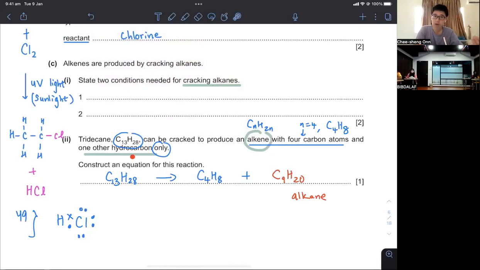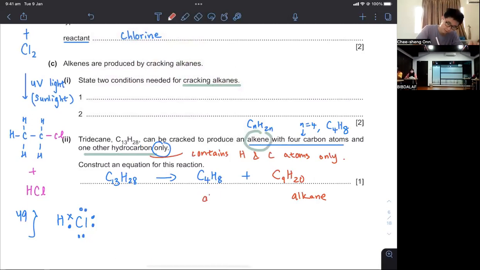Hydrocarbons are compounds containing hydrogens and carbon only. So hydrocarbons contain hydrogen and carbon atoms only, no other elements, no other atoms. This is alkanes. This is alkenes.